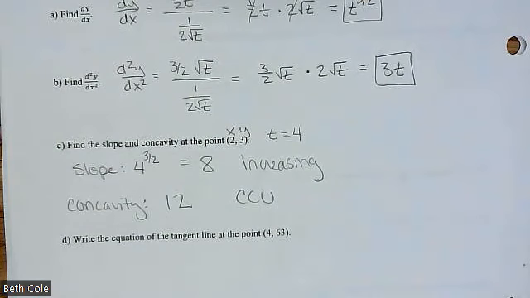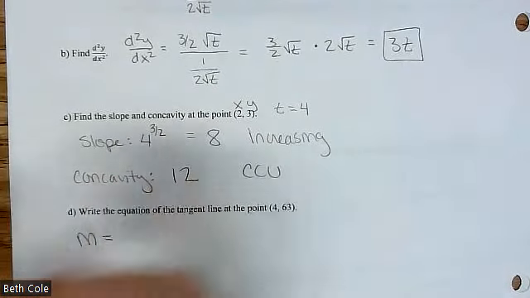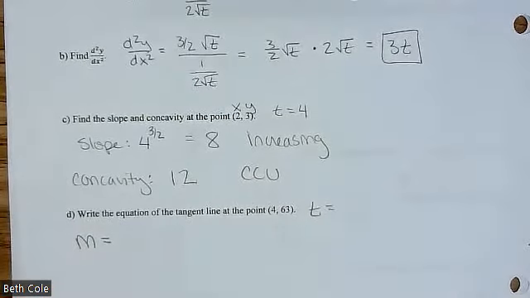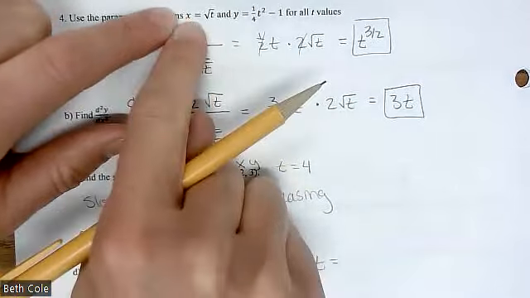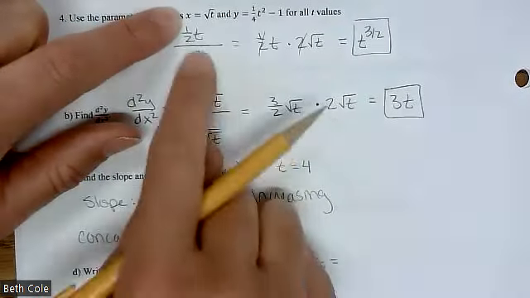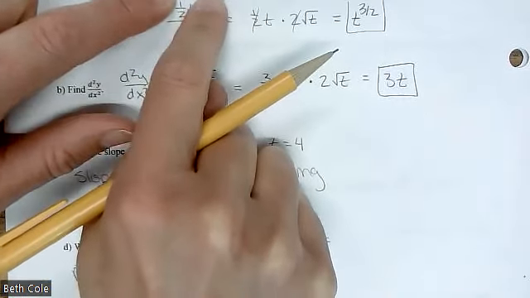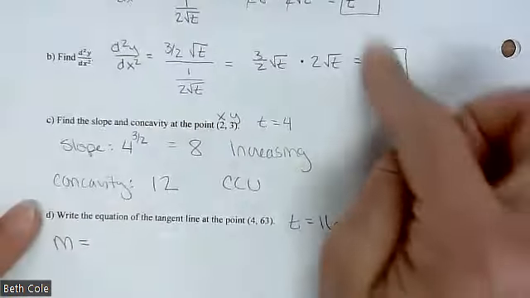Oh, and this one is asking for an equation. What 2 things do you need to write an equation? Slope and a point. They gave us the point. We just need the slope. Now again, you can't plug in 4 or 63. You have to plug in t. So you have to figure out what the parameter is at that point. And again, I think x is the easier one. If you plug in 4 for x, way back here in the beginning, what's the parameter when x is 4? 16. Square root of 16 would give you 4. So your parameter is 16. You have to figure that out because these are in terms of t, not x or y.